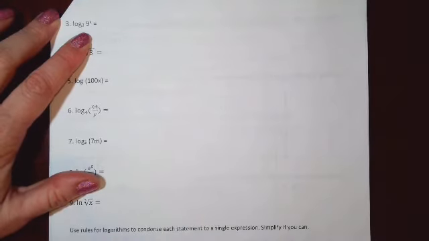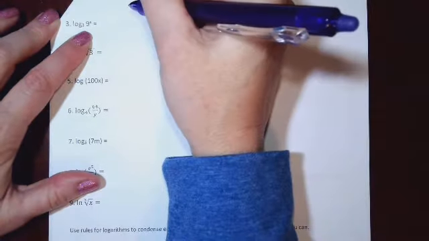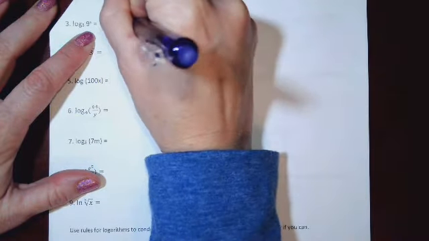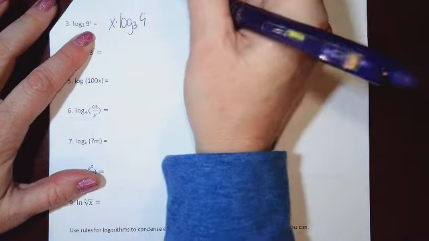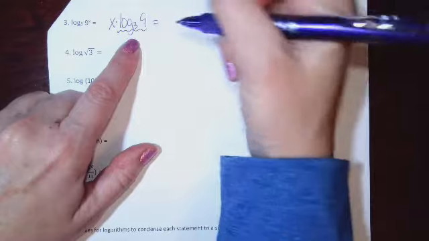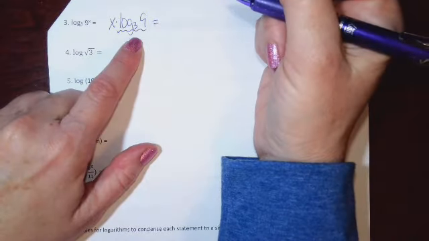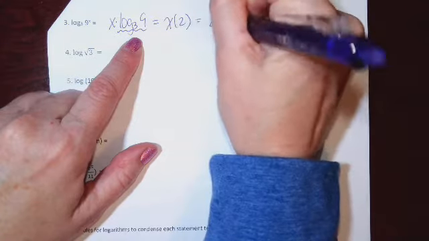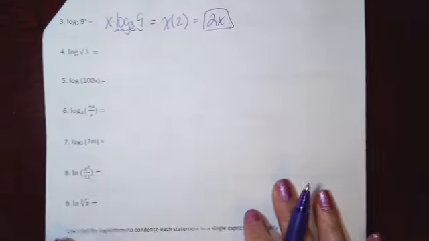First property I see I can use here is my power property, so I can bring that x out front and say x times log base 3 of 9. And then this piece I can simplify. What's the exponent of 3 that gives me 9? Well, that's 2. So I have x times 2, which we would just write as 2x.